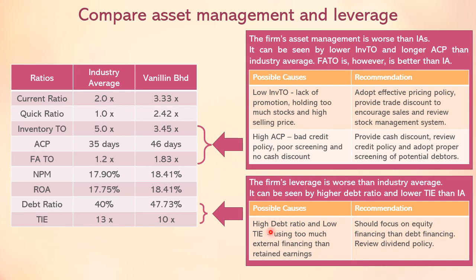What are the possible causes? High debt ratio and low time interest earned because you are using too much external financing rather than retained earnings. So focus on equity financing rather than debt financing, or you can review your dividend policy. Maybe you pay less dividend to ensure you have higher retained earnings.